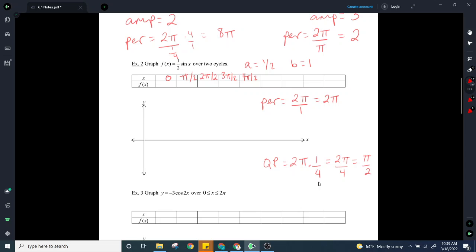I wanted to get 2 cycles. So I'm going to keep going. 2 cycles is going to be 9 points altogether from end to end.